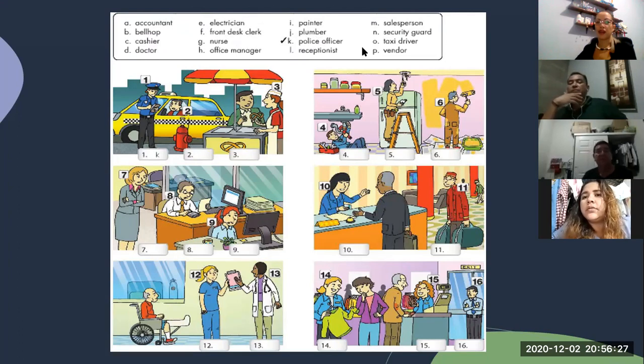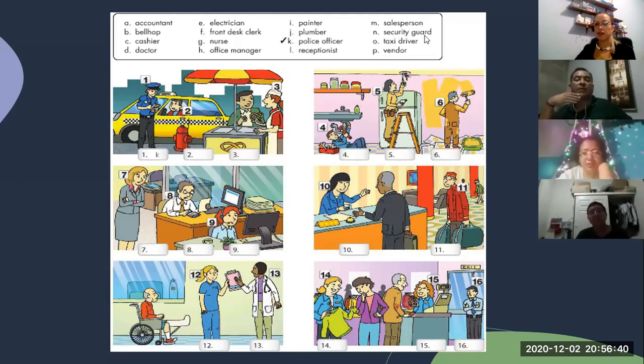Police officer. Receptionist. Salesperson. Security guard. Taxi driver. Vendor. Okay, this is quite different, es un poco diferente al que estaba en la plataforma.